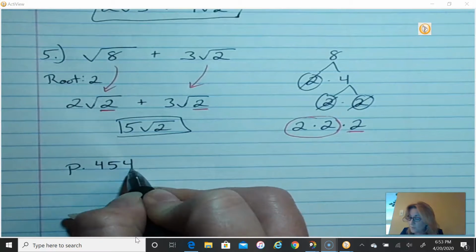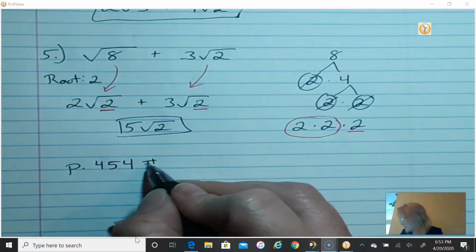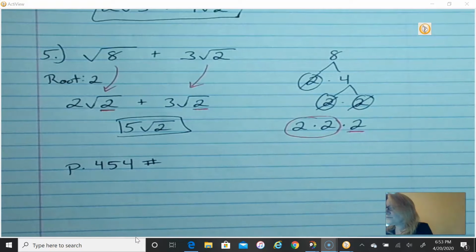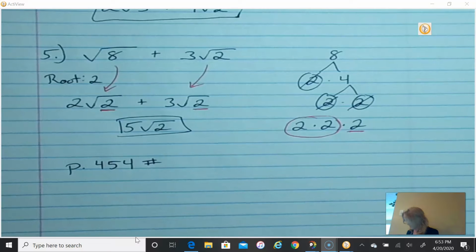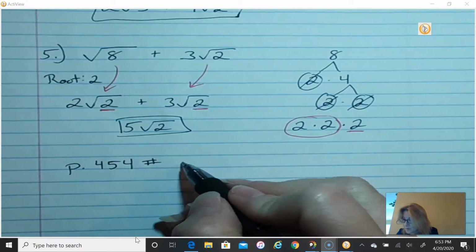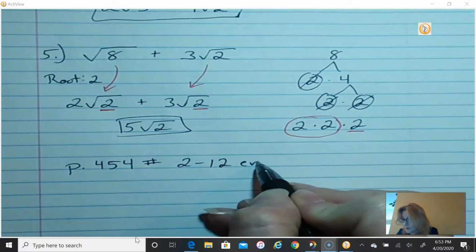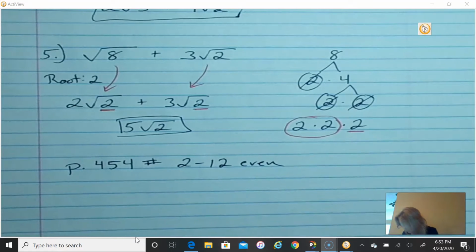So page 454, you're doing numbers, hold on, two through 12 even. That's all I'm going to have you do. 2 through 12 even. I think 1, 2, 3, 4, 5, 6. Are you kidding me? 6?